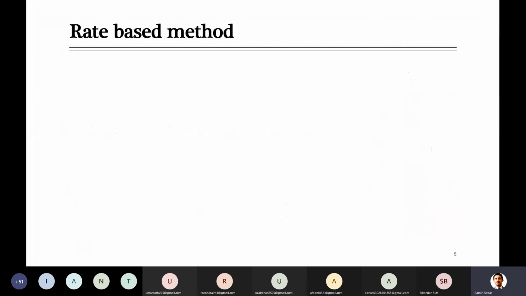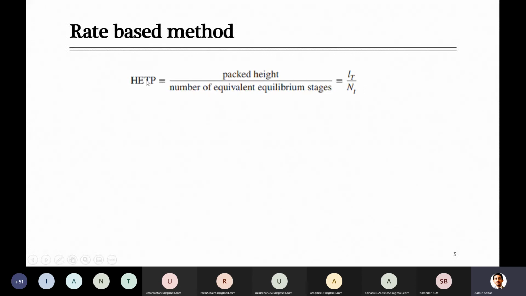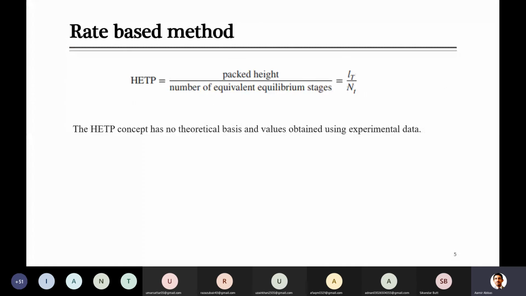So there is a formula which links these two. HETP, the height equivalent to theoretical plate, is just a ratio of packing height to the number of equilibrium stages. As I said, if you know how many theoretical plates are needed for a specific separation, and you do the same separation with some packing height, if you take the ratio, that will give you this factor, the height equivalent to theoretical plate.